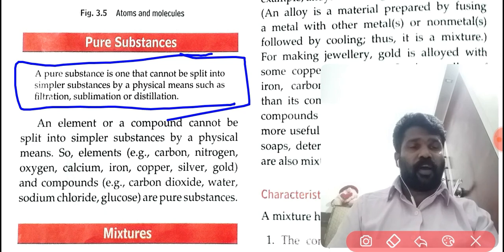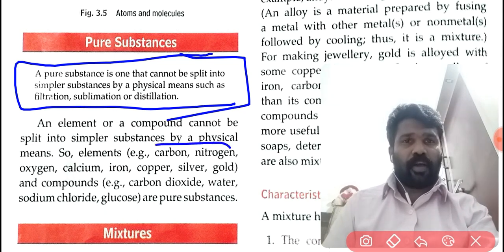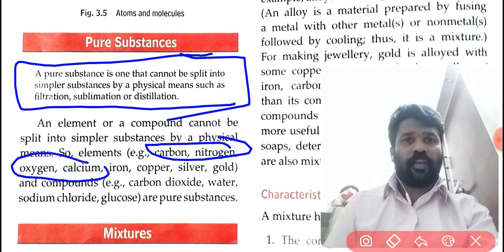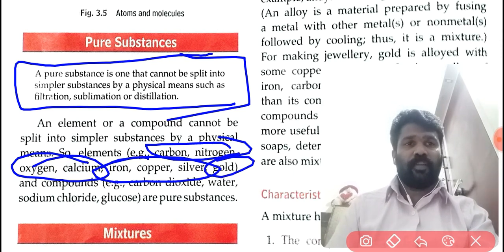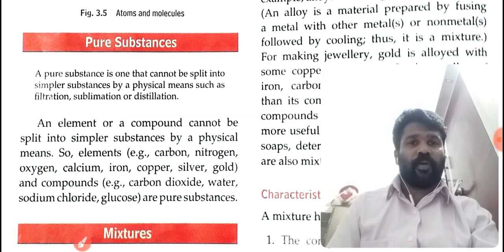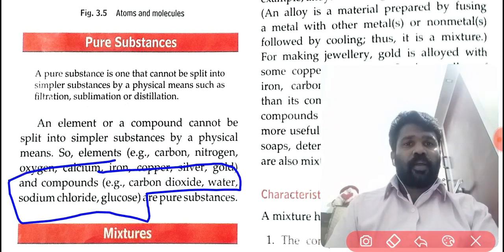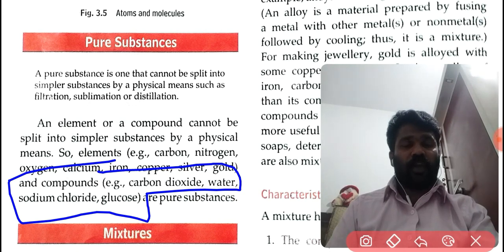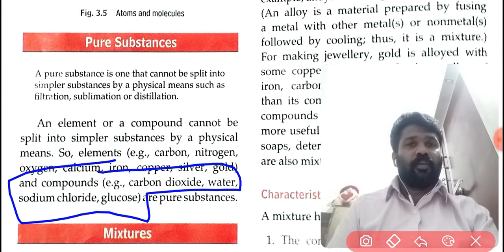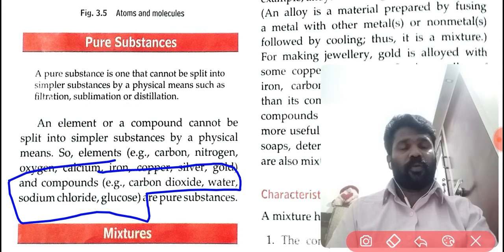So elements are pure substances. Examples: carbon, nitrogen, oxygen, calcium, iron, copper, silver, gold. Please underline these, they are examples of pure substances in the category of elements. In the category of compounds, what are the examples? It is given here, please mark it: carbon dioxide, water, sodium chloride, glucose.